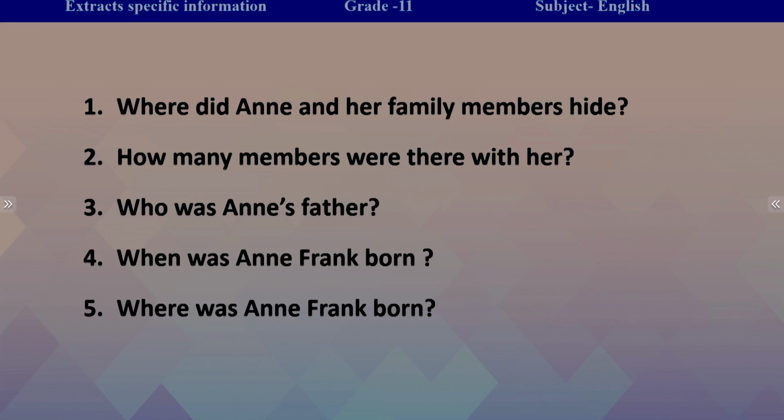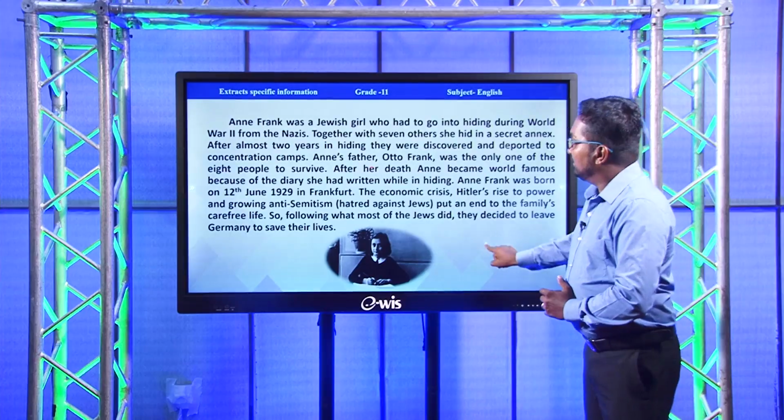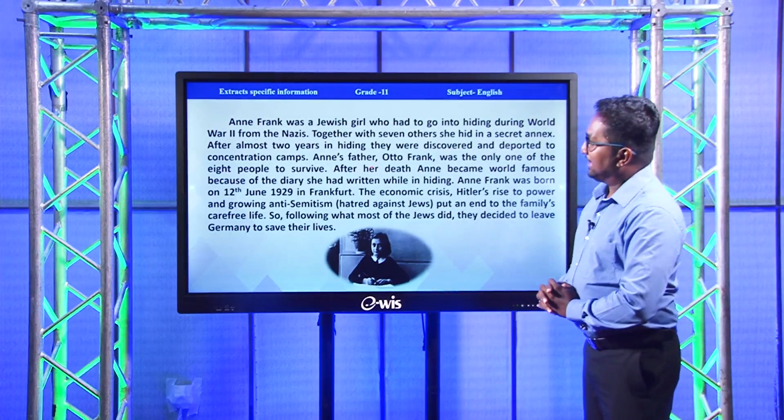Then next one. When was Anne Frank born? When? I told you at the beginning, that was the time or a date. Where was Anne Frank born? Then we ask again a place. Now, I'll let you read the paragraph.